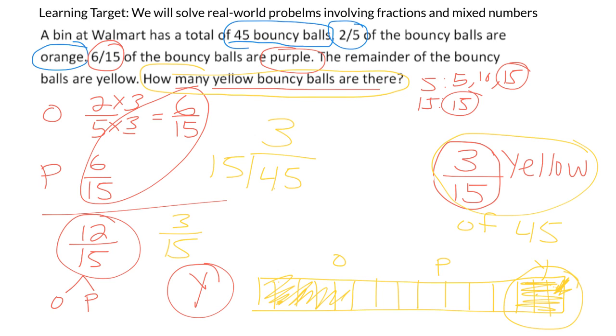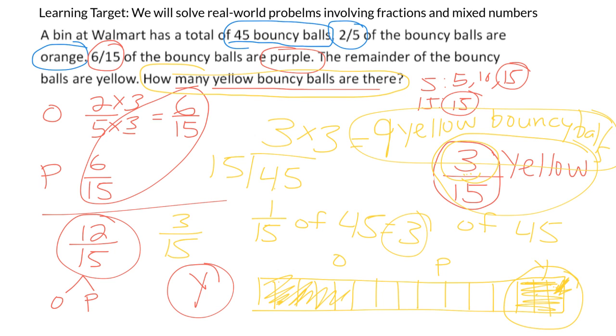Okay, so that means that 1/15 of 45 equals 3. But we don't need 1/15, we need 3 of them. So instead what we're going to do is multiply 3 times 3, and we get our answer of 9. 9 yellow bouncy balls.